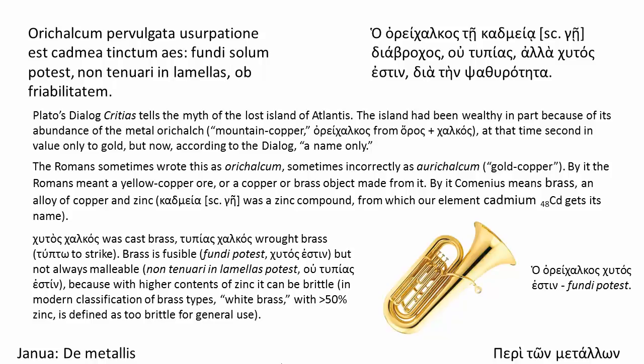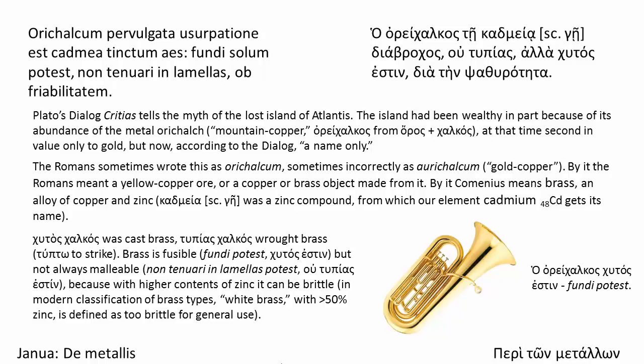Plato's dialogue Critias tells the myth of the lost island of Atlantis. The island had been wealthy in part because of its abundance of the metal orichalc, mountain copper. Orichalcos is oros plus chalcos. At that time, second in value only to gold, but now, according to the dialogue, a name only. The Romans sometimes wrote this as orichalcum, sometimes incorrectly as aurichalcum, gold copper.